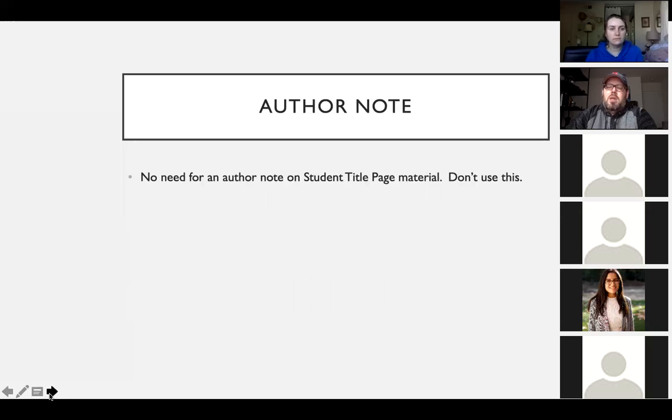There is, in the manual, a section that talks about an author's note, and there is no need for an author note on student title page material. So you don't need to use this and you don't need to include this on your work.